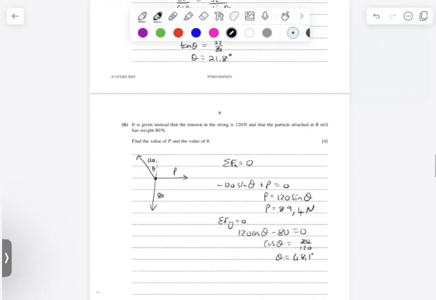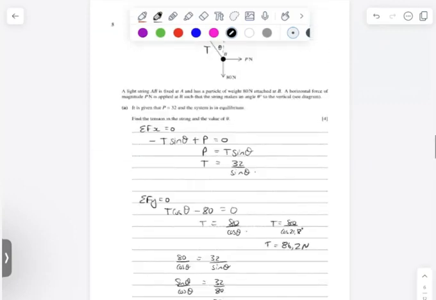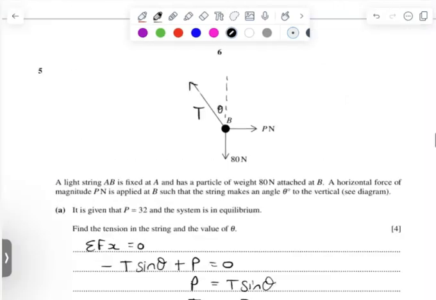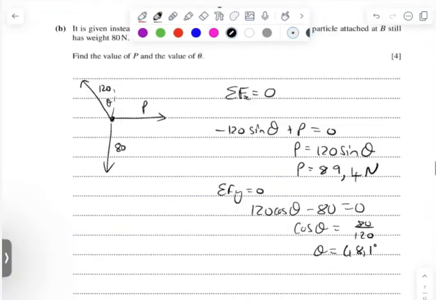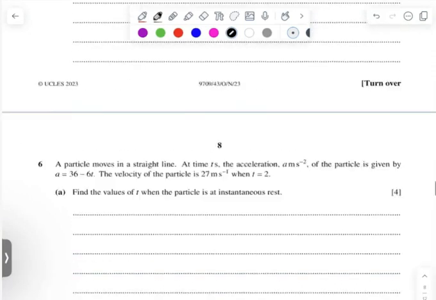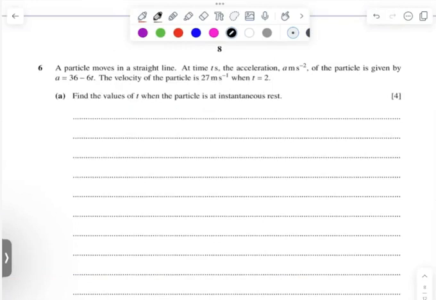So what I find helpful here for part A and part B is, in part A, draw your free body diagram, and then whatever information changes, redraw the free body diagram and just start again. Okay. All right, let's jump into question 6.